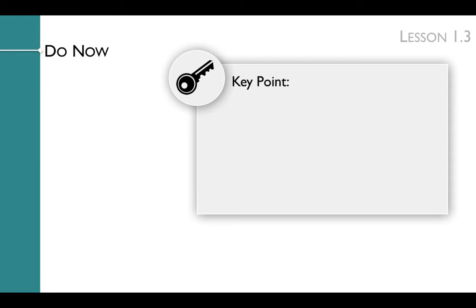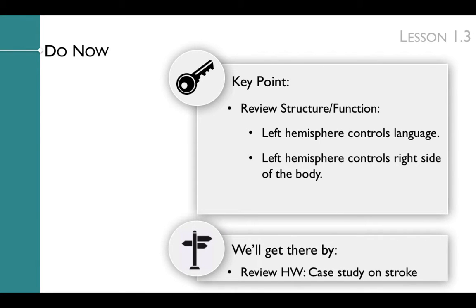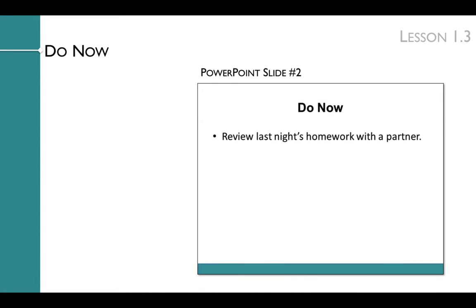The key points of the lesson are to review the relationship between brain structure and function, specifically that it's our left hemisphere that controls language, and that the left hemisphere also controls the right side of the body. We'll get there by a review of our homework, which was a case study on stroke. To complete the homework successfully, students need to apply their understanding of the relationship between brain structure and function to predict which areas of the brain were affected by a stroke based on a patient's symptoms. In this case, because the patient's symptoms are related to language and the right side of her body, it was the left hemisphere that was affected by her stroke.